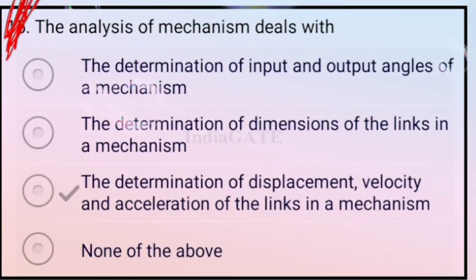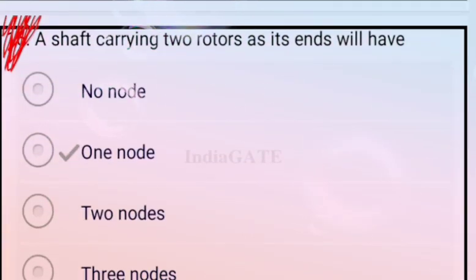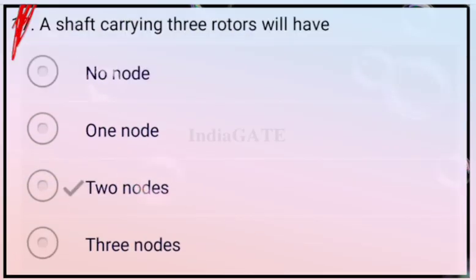Analysis of mechanism deals with option C, that is the determination of displacement, velocity and acceleration of the links in a mechanism. Now come to the next question. A shaft carrying two rotors at its ends will have one node. So option B is your correct answer. Now come to the next question. A shaft carrying 3 rotors will have 2 nodes. So option C is your correct answer.